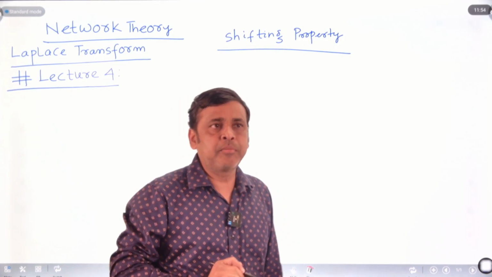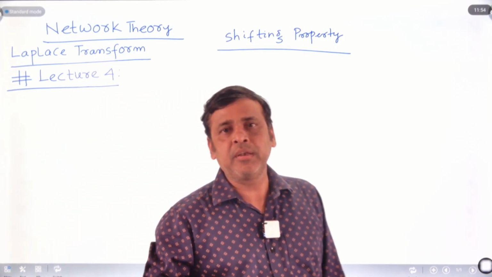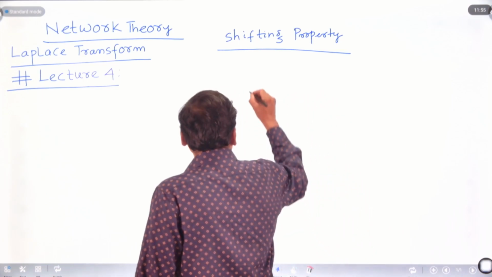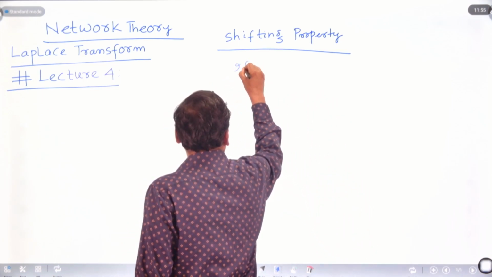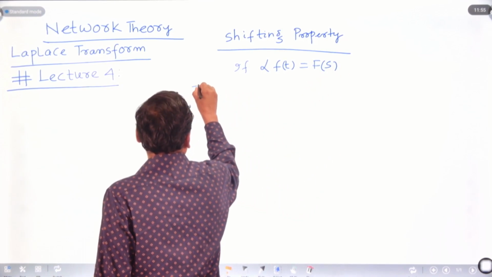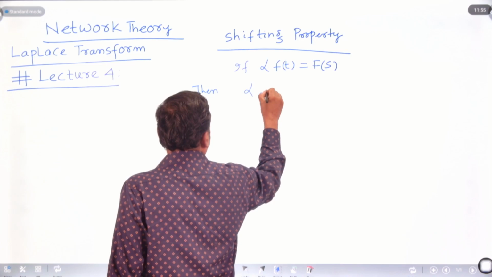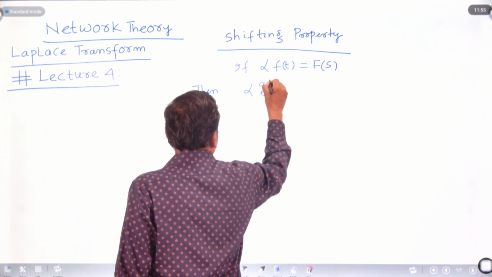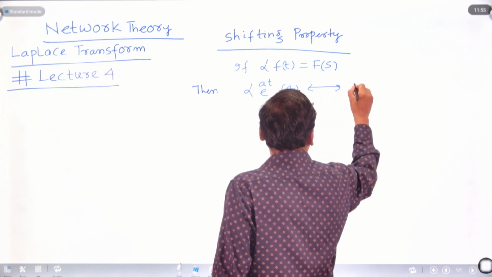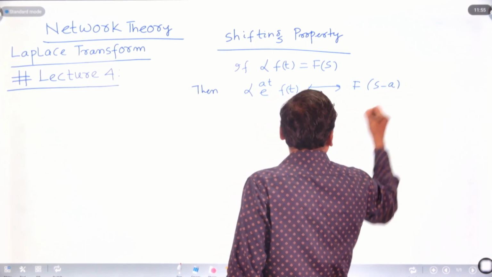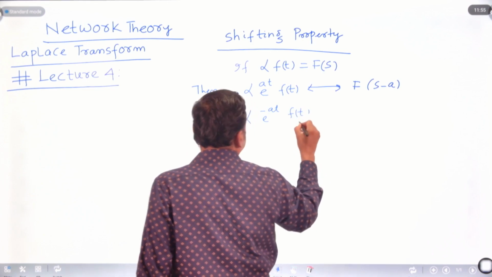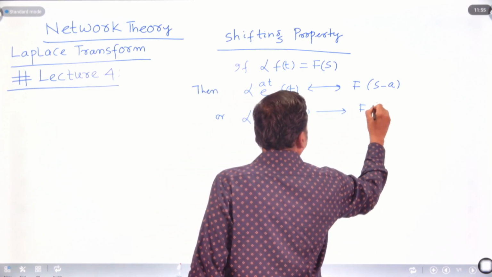You know the Laplace transform of f of t is F of s, and the Laplace transform of e to the power at is 1 by s minus a, or e to the power minus at is 1 by s plus a. In the shifting property, if the Laplace transform of f of t is F of s, then the Laplace transform of e to the power at f of t is F of s minus a, or the Laplace transform of e to the power minus at f of t is F of s plus a.